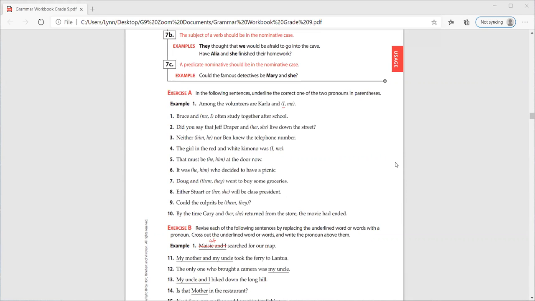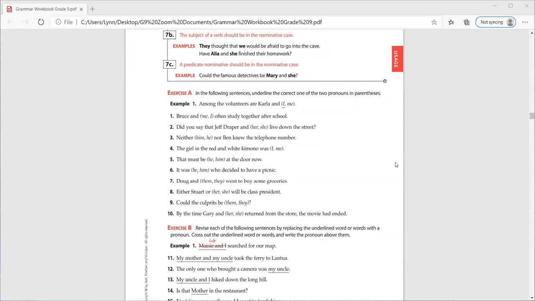It was he who decided to have a picnic. Correct. Doug and they went to buy some groceries. Correct. Either Stuart or she will be the class president. Correct. Could the culprits be them? No, they. Yes, they. By the time Gary and she. Correct. She. Okay. Thank you, Abdullah.